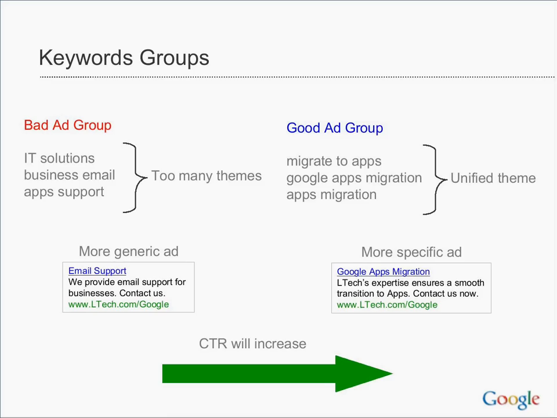On the right side, we do see a unified theme with the keyword migrate to apps, Google Apps migration, and apps migration. This allows you to create ads that are specifically targeted to the keywords that trigger them, and this is ultimately going to lead to increased click-through rates and better performance overall.